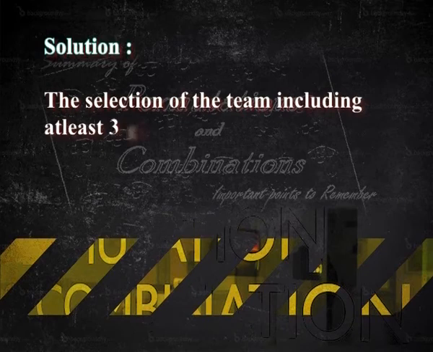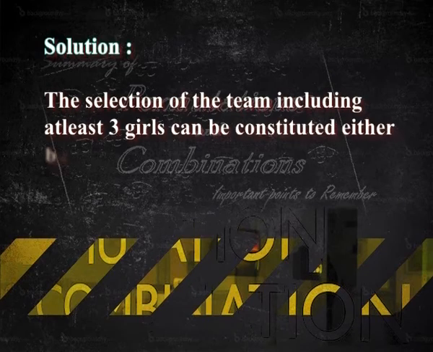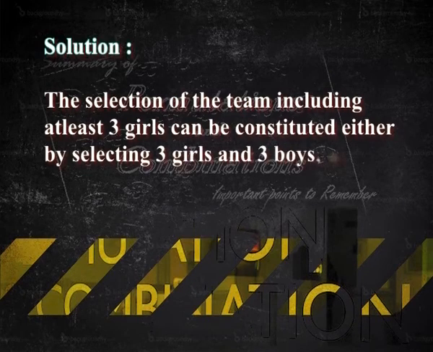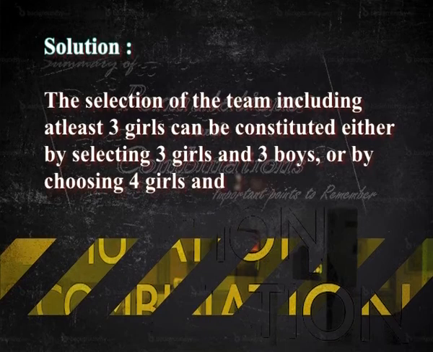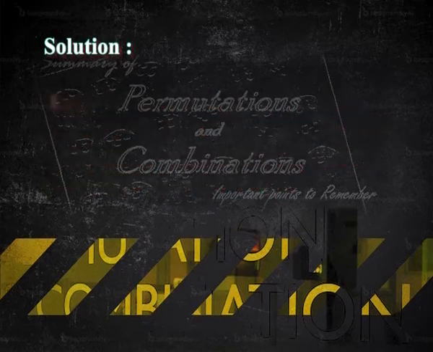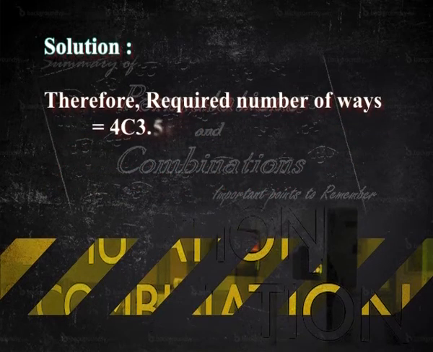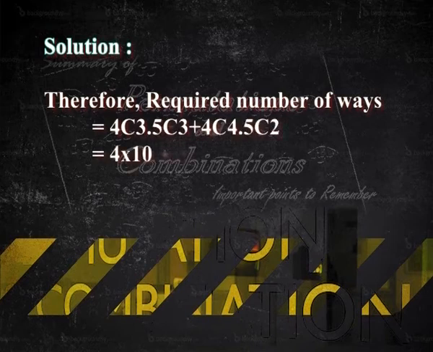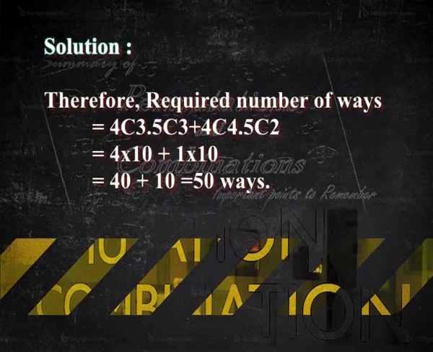The team including at least 3 girls can be constituted either by selecting 3 girls and 3 boys, or by choosing 4 girls and 2 boys. Therefore, the required number of ways here will be 4 choose 3 into 5 choose 3 plus 4 choose 4 into 5 choose 2. So that is equal to 4 into 10 plus 1 into 10, which is equal to 40 plus 10, that equals 50 ways.